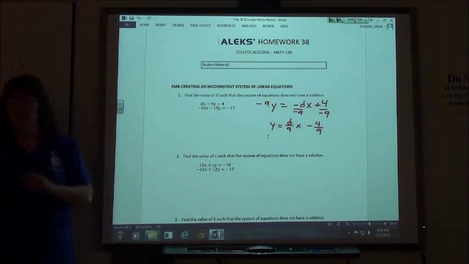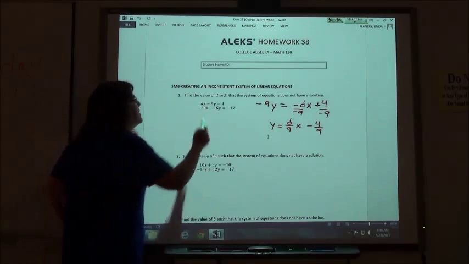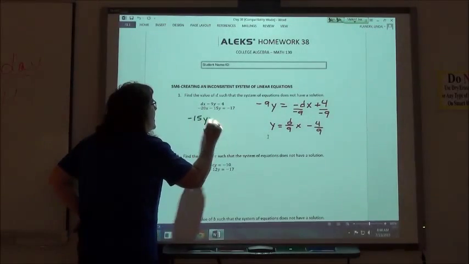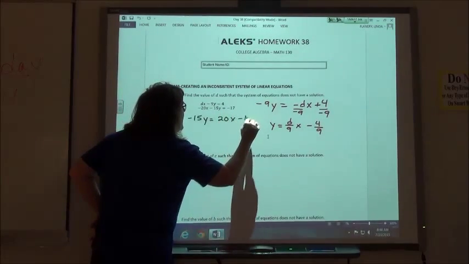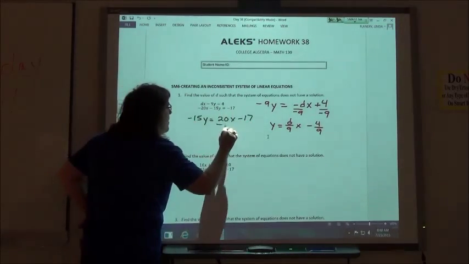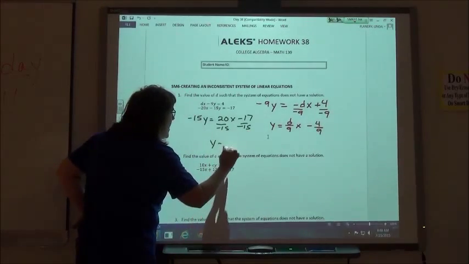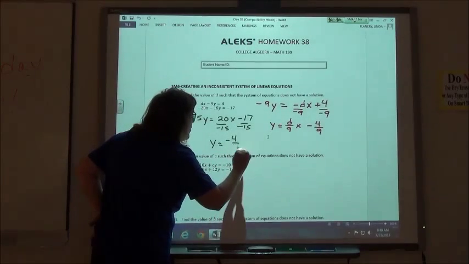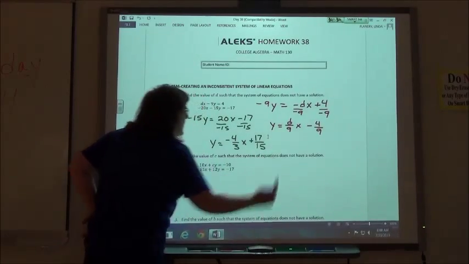Then I'm going to go ahead and solve that second equation for y also, which doesn't have any weird variables, but just go ahead and rearrange it. So negative 15y is going to equal a positive 20x minus 17. If I divide by my negative 15, y is going to equal, I can reduce that down, so negative 4/3 x plus 17/15.